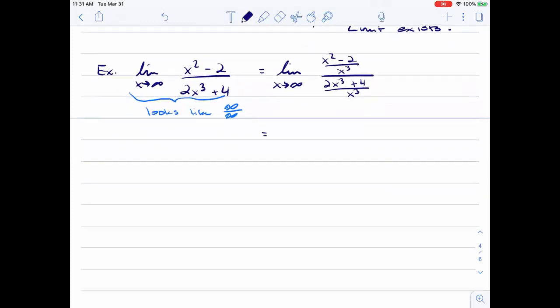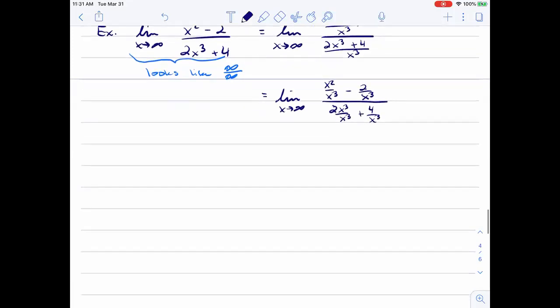It was a long time ago, I know, but we'll have to dust them off. The limit as x goes to infinity of x squared over x to the 3 minus 2 over x to the 3, over 2x to the 3 over x to the 3 plus 4 over x to the 3. Okay, if we simplify this, I get the limit as x goes to infinity of 1 over x minus still 2 over x to the 3, over 2 plus 4 over x to the 3.